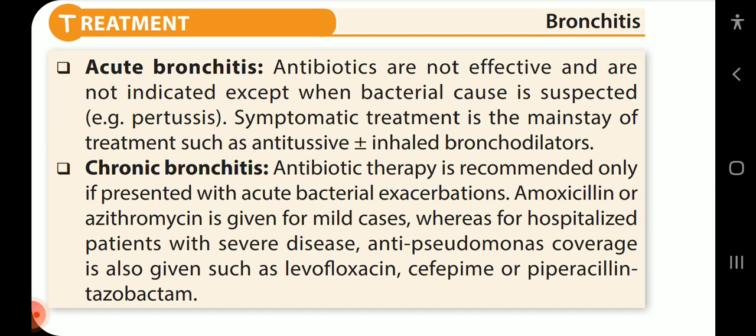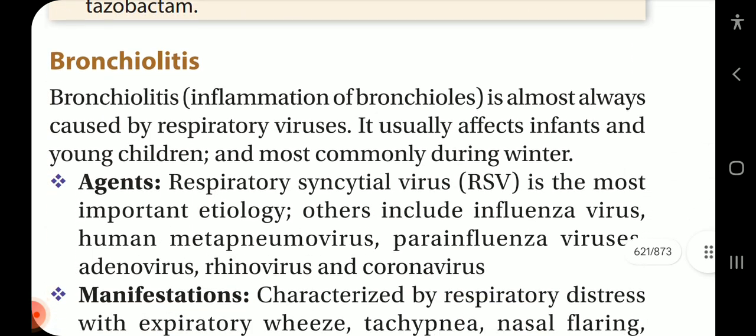Bronchitis treatment. In acute bronchitis, antibiotics are not effective and are not indicated except when a bacterial cause is suspected, for example, pertussis. Symptomatic treatment is the mainstay of treatment, such as antitussives plus inhaled bronchodilators. For chronic bronchitis, antibiotic therapy is recommended only if presented with acute bacterial exacerbations. Amoxicillin or azithromycin is given for mild cases, whereas for hospitalized patients with severe disease, anti-pseudomonas coverage is also given, such as levofloxacin, cefepime, or piperacillin tazobactam.